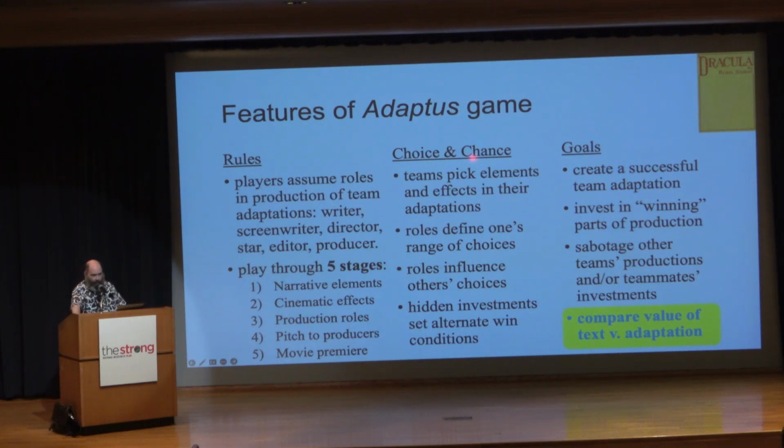We pick the narrative elements based on our readings and viewings of the films. They choose cinematic effects. They take on the different roles, which would include writer. I'm not sure if the writer ever is truly involved in film production, but that's a potential role. Screenwriter, director, the star, film editor, and a producer. And the teams would then have a combination of those roles.